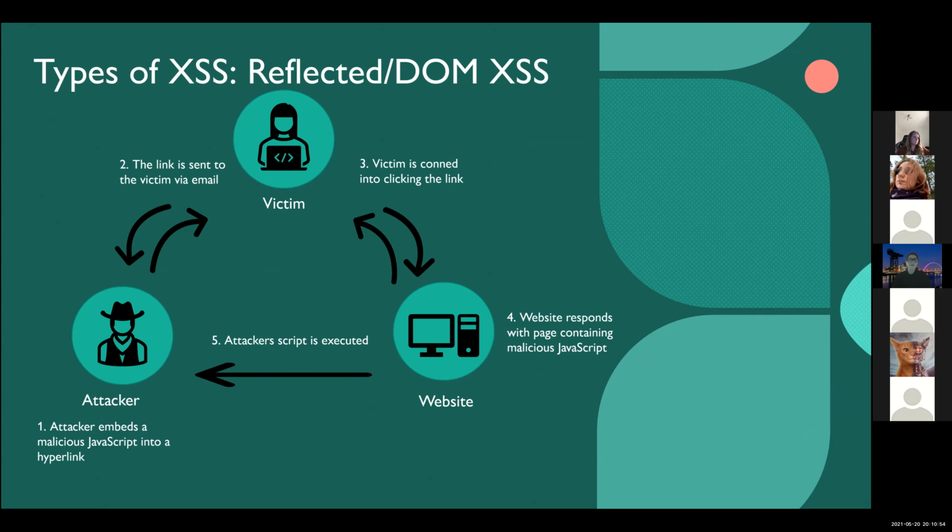So in this example that we have here, the attacker crafts a hyperlink containing JavaScript. The link is then sent to the victim in an email. The victim is conned into clicking the link in the email, which takes them to a website that contains malicious JavaScript. The script is executed, potentially allowing the attacker to carry out additional actions, and we'll touch on these later.